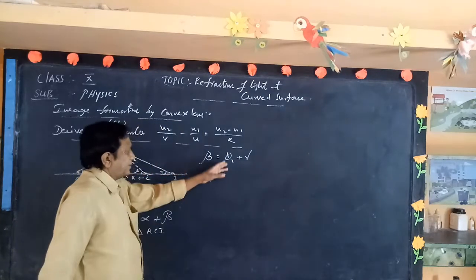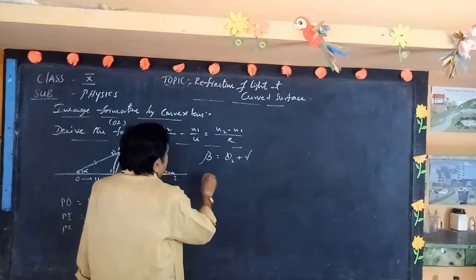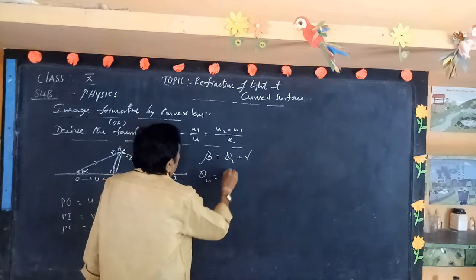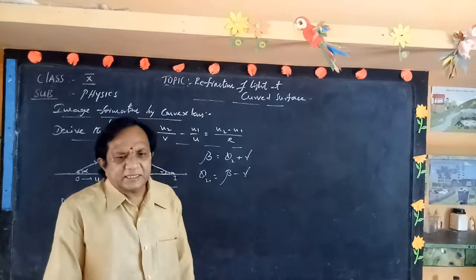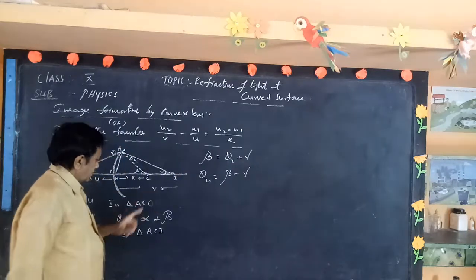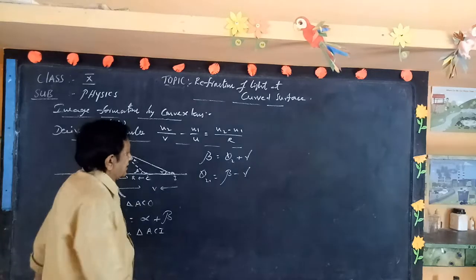Theta 2 plus gamma. You make theta 2 the subject. What do you get? Beta comes here, gamma comes here. What do you get? Theta 2 is equal to beta minus gamma. Now, understand these two angles. So theta 1 is alpha plus beta and theta 2 is beta minus gamma.